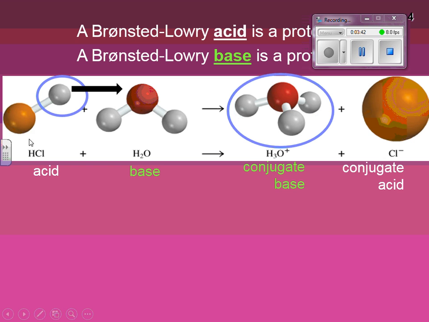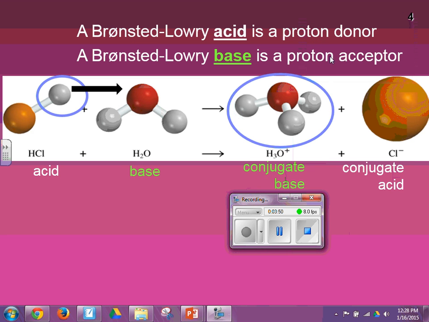So this acid is the donor. It's donating its hydrogen to water. That makes water the base. Okay, again, the base has to be the proton acceptor. So here's your base. It's accepting the proton. And here's the final product, if you will, hydronium, H3O. We're going to come back to that molecule, so kind of keep that in your mind.